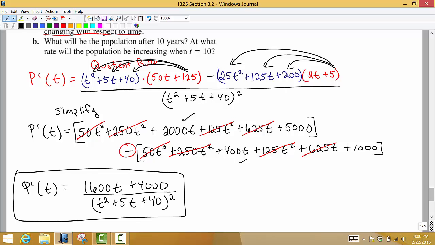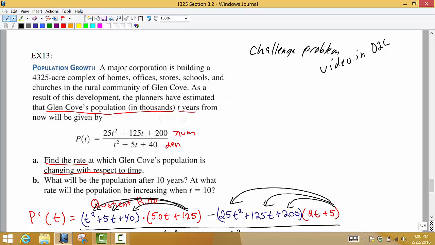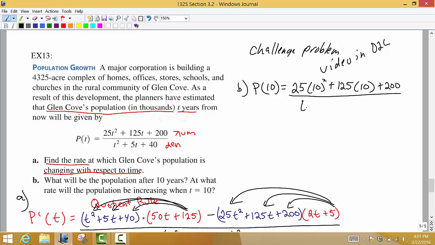Now, we are asked to do two things for part B, and I'm going to scroll up a little bit for part B. So that was our part A. Part B asks us two things. It says, what will the population be after 10 years? The first question is not dealing with a rate of change. It just says, what is the exact population if you plug a 10 in place of t into our original equation? So that original function, I'm going to plug a 10 in place of t.